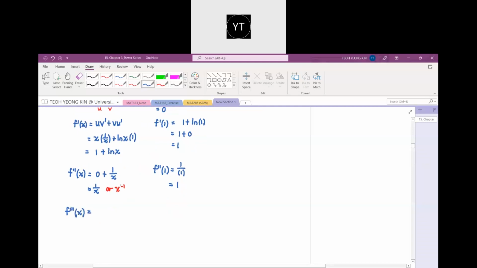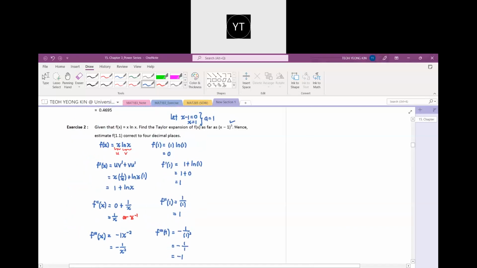So differentiate this part. Now multiply negative 1 to the front. Negative 1x power of negative 2, or I can write in the form of negative 1 over x squared. Substitute the value. F triple prime 1. So here I should get negative 1 over 1 squared. So negative 1 over 1, which is negative 1. Sebab dia minta sampai kuasa 3 saja. So we stop at the third derivative ni. Sebab third derivative kuasa 3.